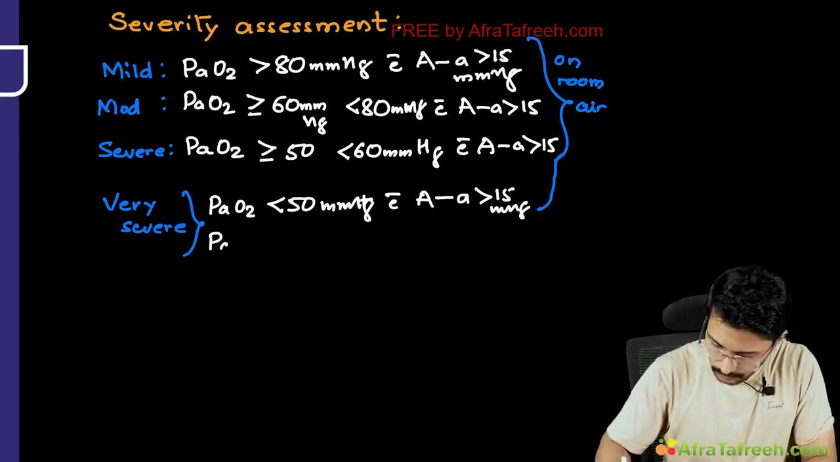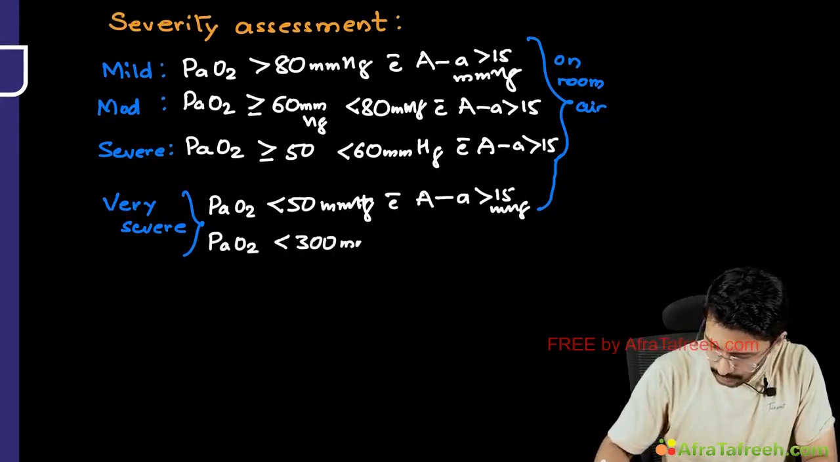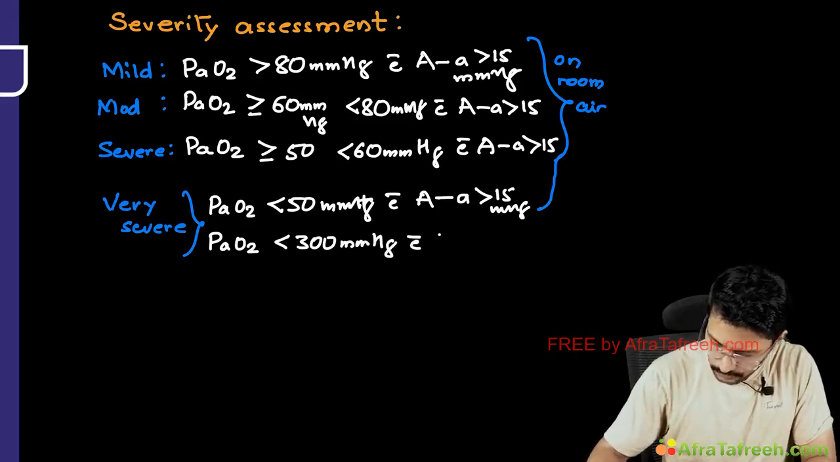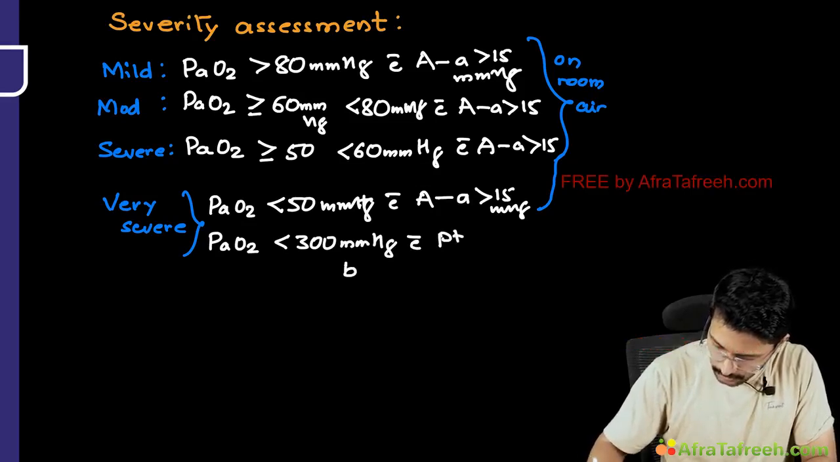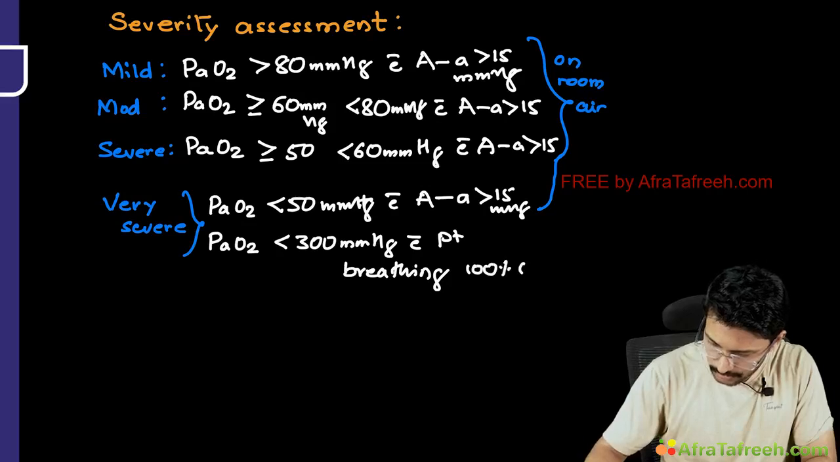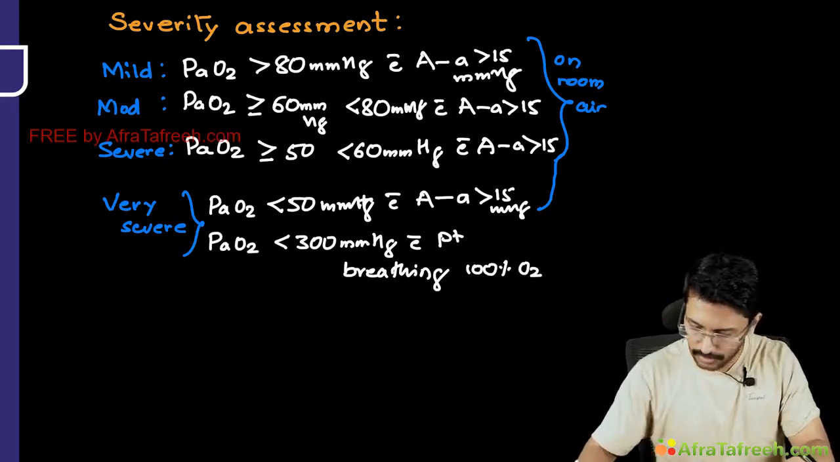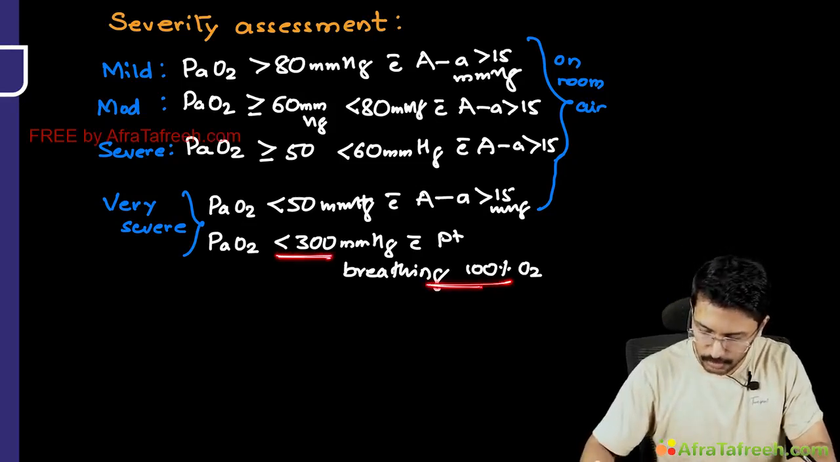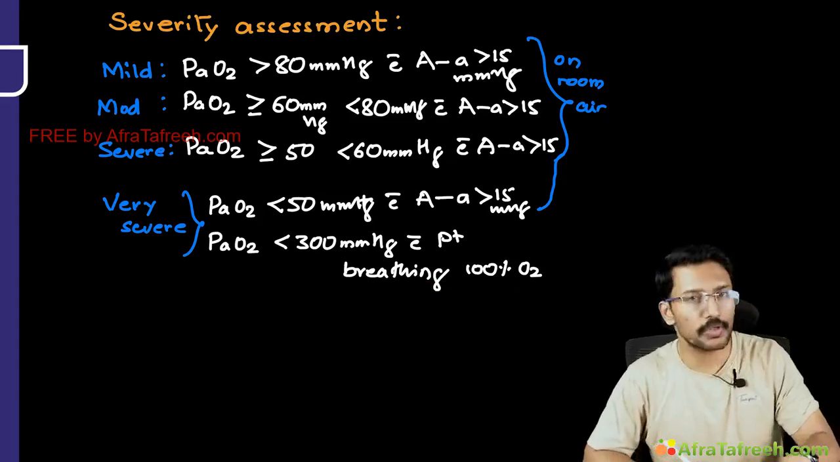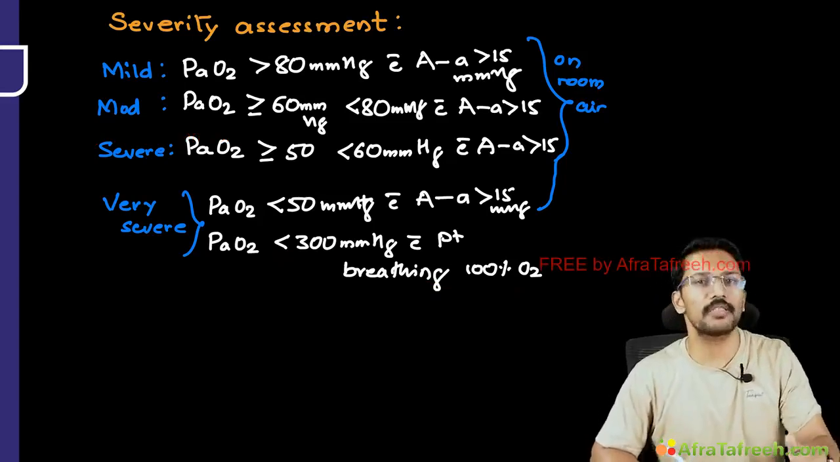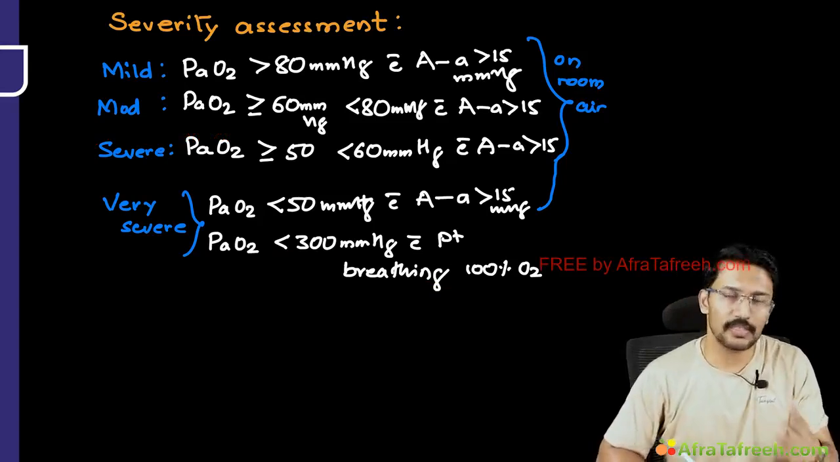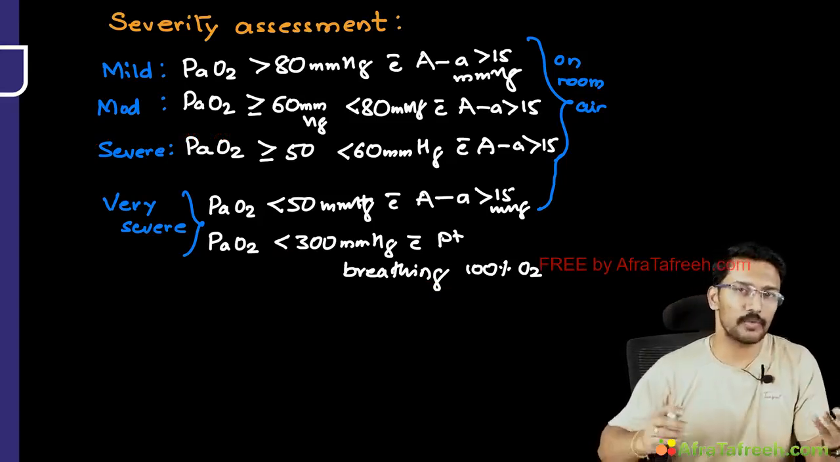When PaO2 is less than 300 millimeters of mercury with the patient breathing 100% oxygen, or in other words, the FiO2 is 100%. So if the patient is on FiO2 100% and the ABG shows PaO2 less than 300 millimeters of mercury, we would rather call it very severe hepatopulmonary syndrome, right? This is a very valid point when it comes to clinical practice, right?